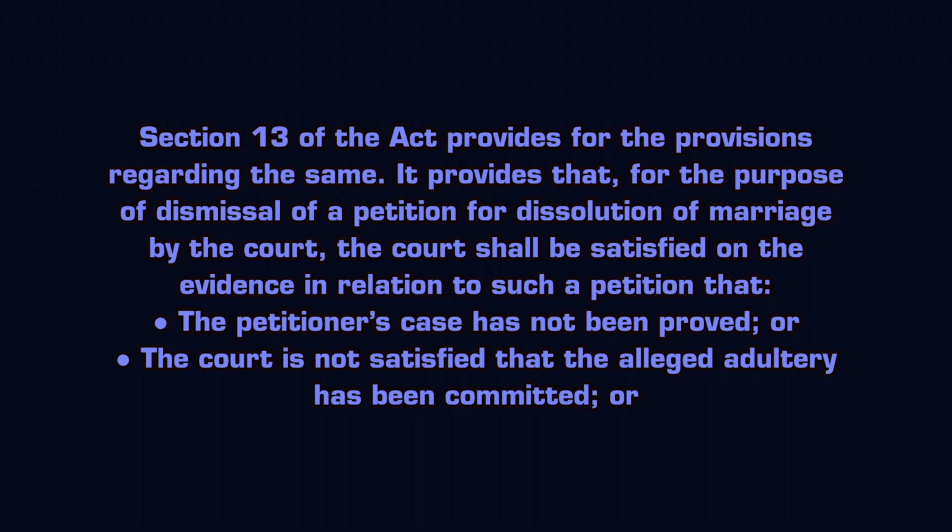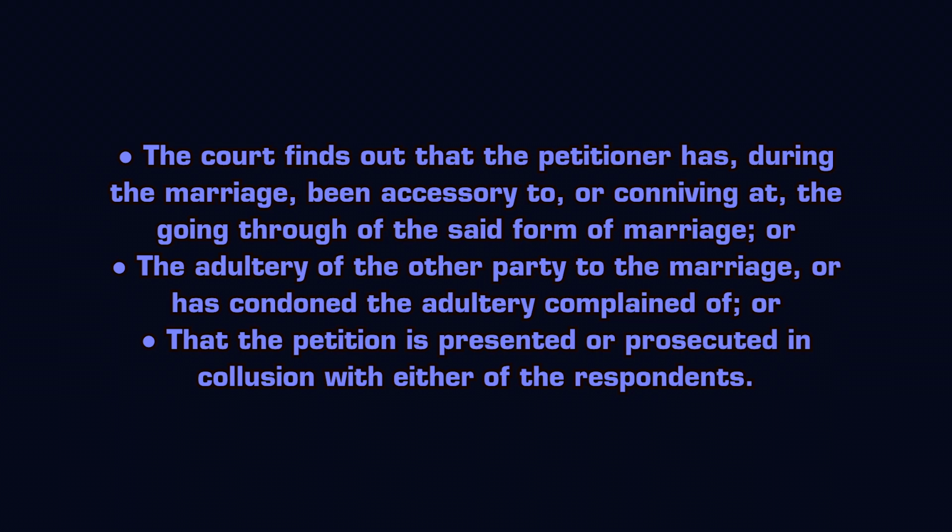the court is not satisfied that the alleged adultery has been committed, or the court finds that the petitioner has during the marriage been accessory to or conniving at the going through of the said form of marriage, or in case the adultery of the other party to the marriage, or has condoned the adultery complained of. Also, if the court finds that the petition is presented or prosecuted in collusion with either of the respondents.